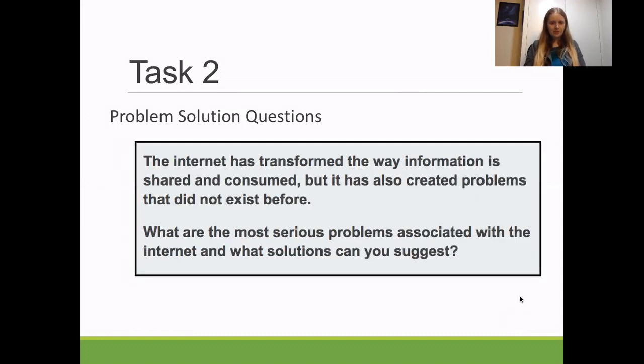Another problem solution question is, the internet has transformed the way information is shared and consumed, but it has also created problems that did not exist before. What are the most serious problems associated with the internet, and what solutions can you suggest? So again, it has a problem and they're asking for solutions. So they're asking you, what are the most serious problems and what solutions can you suggest? So that's a common form of question where they're asking problems and solutions.